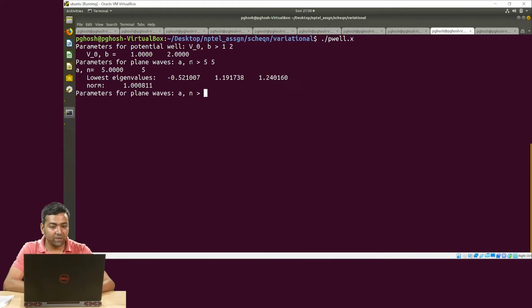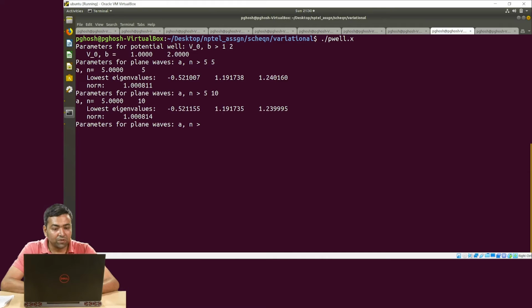Now let us see how the values of these eigenvalues change if we increase n, that is the number of plane waves. Remember, when I am giving an input n equals 5, the number of plane waves is actually 11. Let me keep the periodicity of my plane waves the same, but instead of 5, let me go to 10. So, the n value I go to 10. What it means is that I have 21 plane waves now, and if I run my code, you see the eigenvalues are changing.